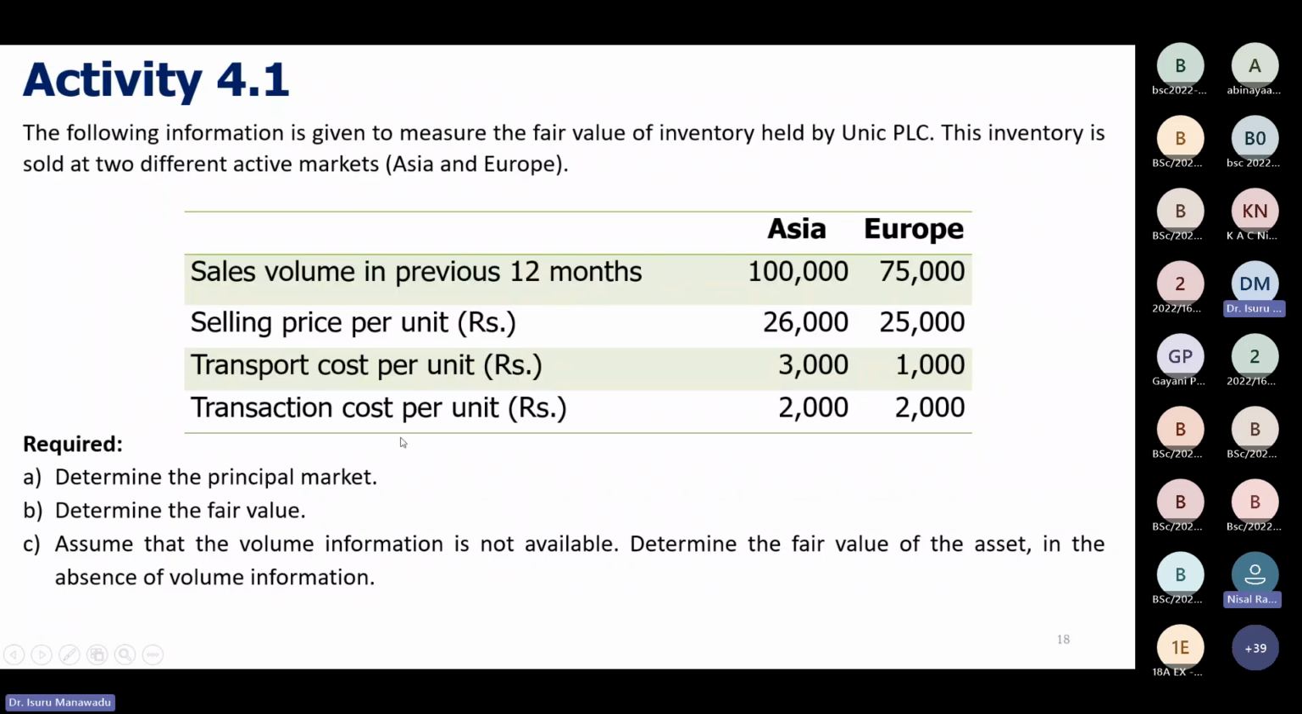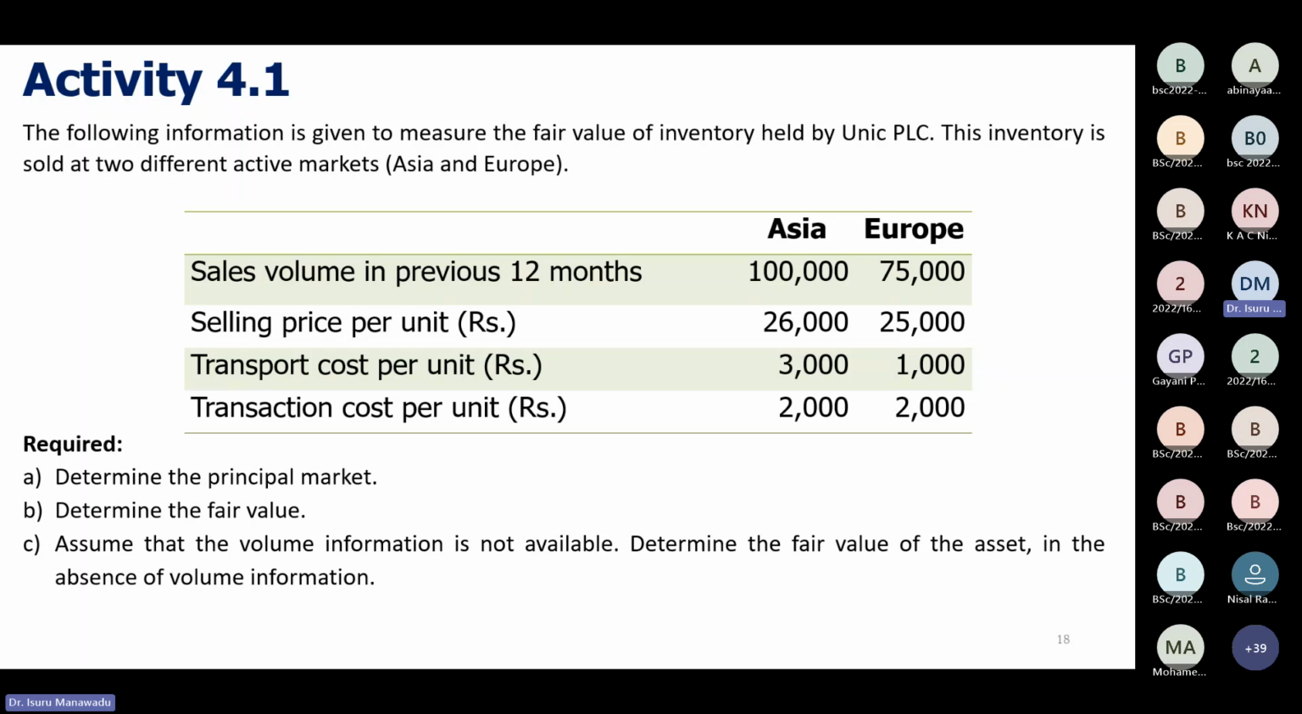What is the principal market in this case? Asia, because with 100,000 volume, Asia is the principal market. In that market, what is the fair value? 21,000, sir. 21,000. Only transport cost should be deducted.